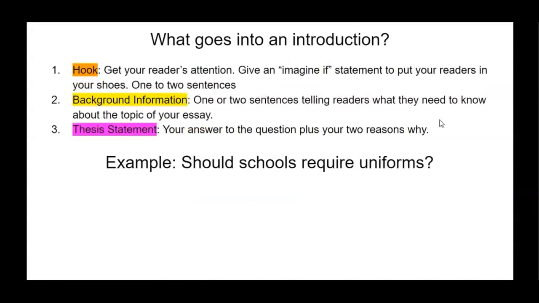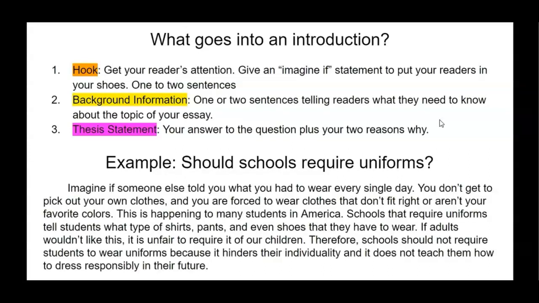So we're going to look at the question, should schools require uniforms? Here's an introduction. I'm just going to read it to you. See if you can figure out what is the hook, where does the background information start, and what is my thesis. So this says, imagine if someone else told you what you had to wear every single day.